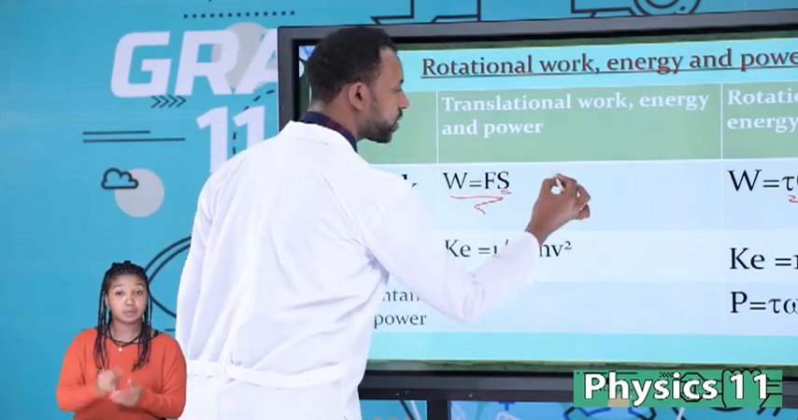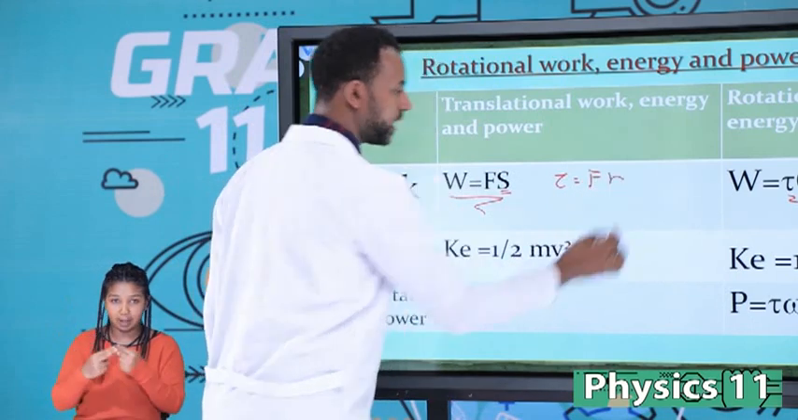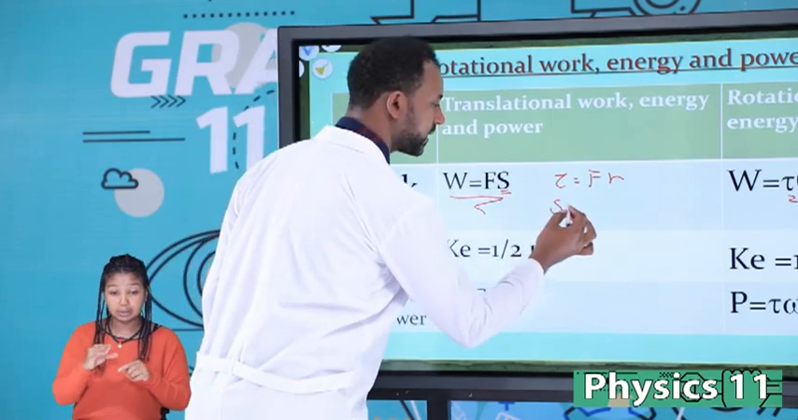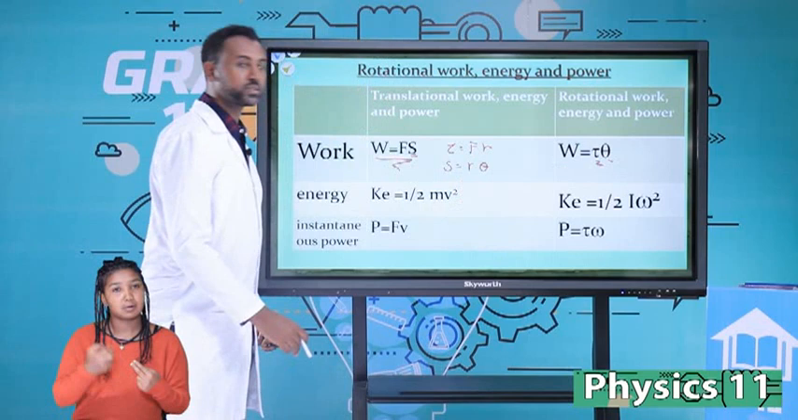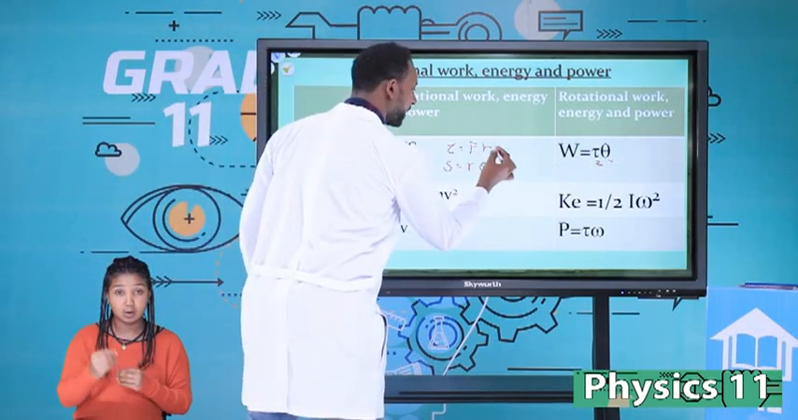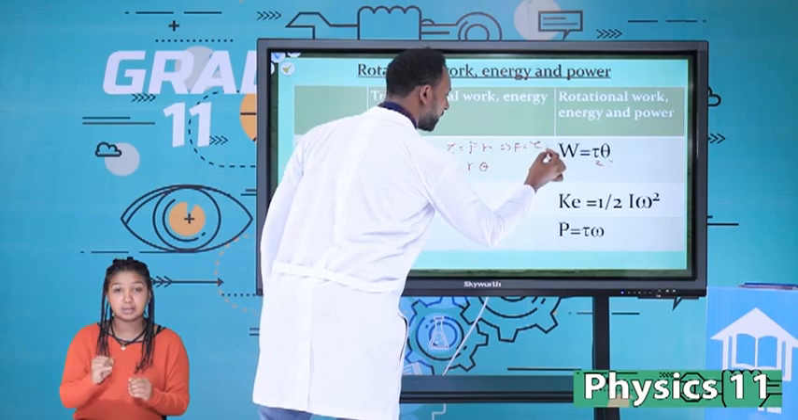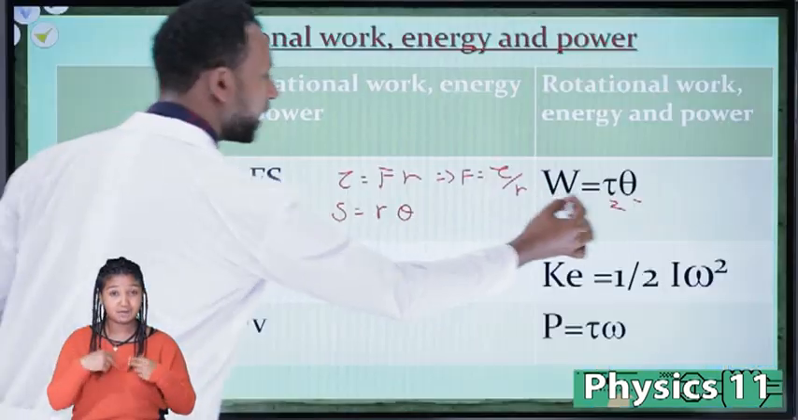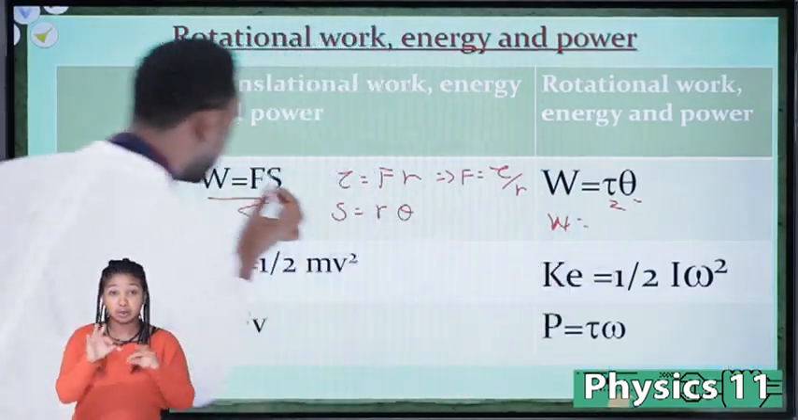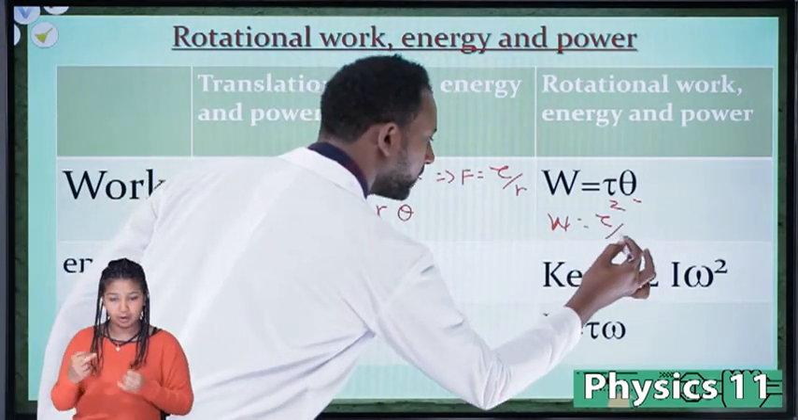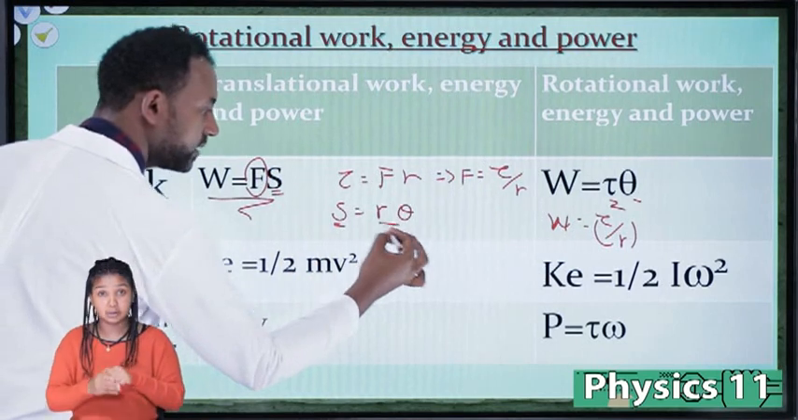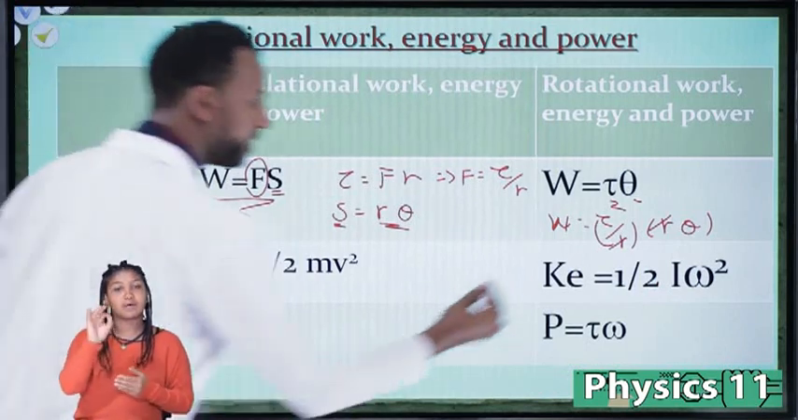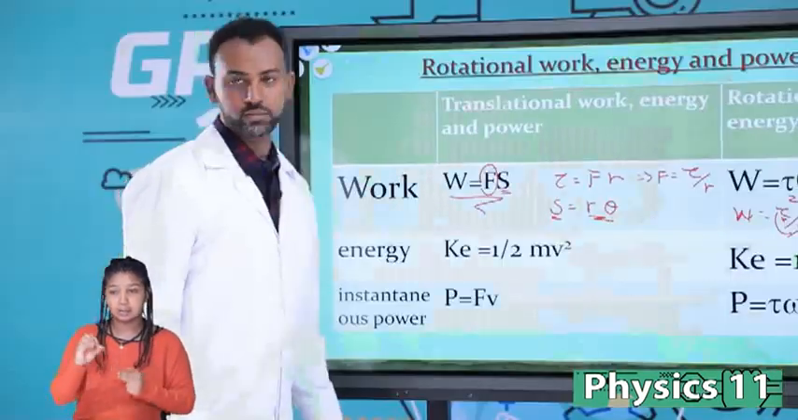We know from the torque concept that tau is F times r, and from the displacement concept that displacement can be given as r times theta. So force F is net torque tau over r. When you substitute for a rotating body, work equals torque over r, instead of force, times r theta, instead of linear displacement. When you eliminate r, work equals torque tau times theta.